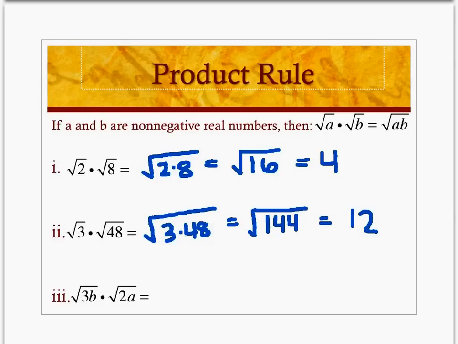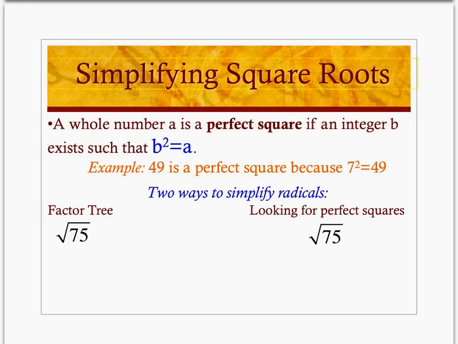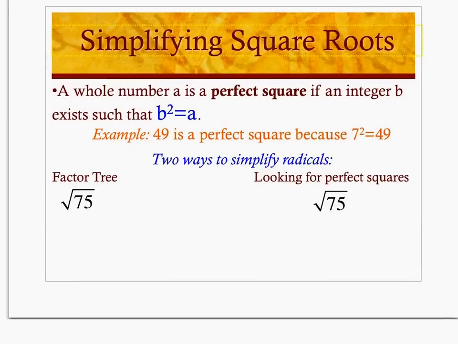Okay, square root of 3b times square root of 2a, both are square roots, so I can write them underneath the same radical, 3b times 2a, which, I'm going to combine like terms here, 3 times 2 gives me 6, and then I just get ab. Now this cannot be simplified anymore, but we did put it into one radical, so I can't do anything else with that guy.